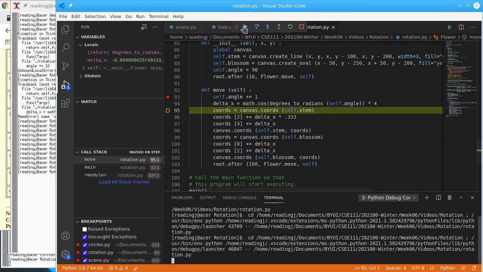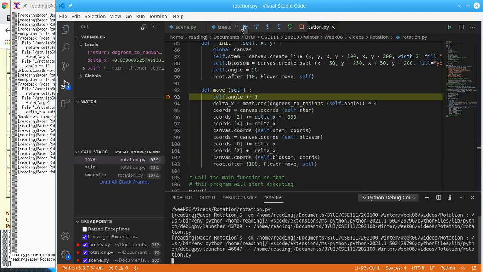So I'm going to run again till the next time we get here. Let's see. Well, they're moving together, so I know that that's done correctly, because this is the top of the stem, and this is the coordinates of the blossom. And so it's moving at the same rate as the top of the stem. That's good. But why is it moving so far?